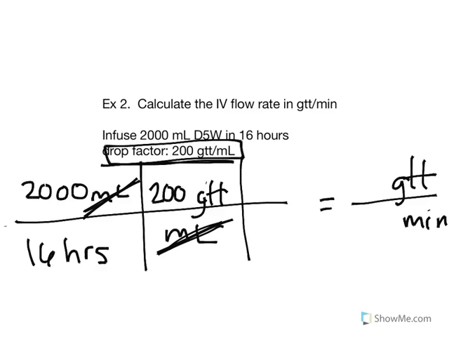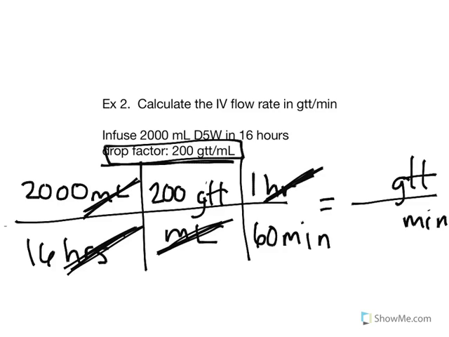So I know how to turn hours into minutes. I'm going to use the fact that 1 hour equals 60 minutes. Notice I lined it up so my hours on top cancel with my hours on bottom. On top I am left with only drops. On bottom I am left with only minutes. So I multiply across the top and multiply across the bottom.